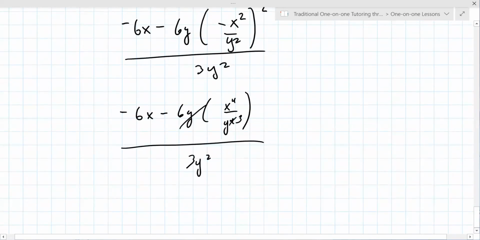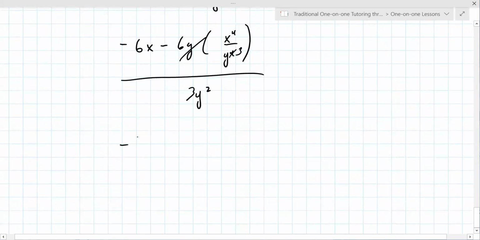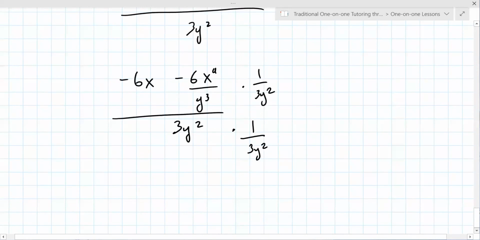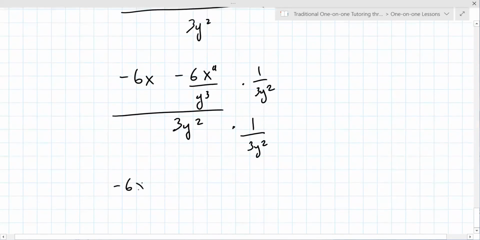over 3y squared. So a lot of rewriting here. Minus 6y minus 6x to the fourth over y cubed, all over 3y squared. Okay, so you can multiply the top and bottom by 1 over 3y squared. So you have minus 6x over 3y squared. Do they want it in the most simplified form?